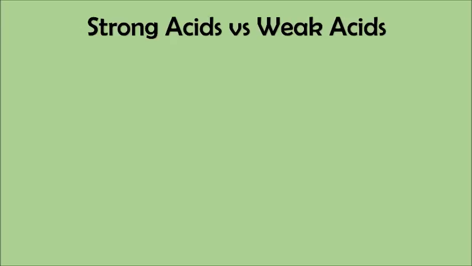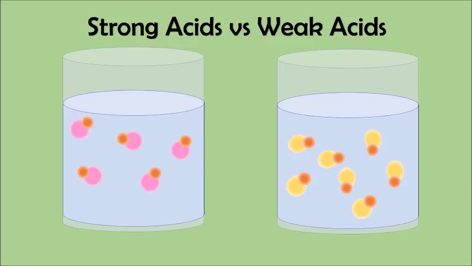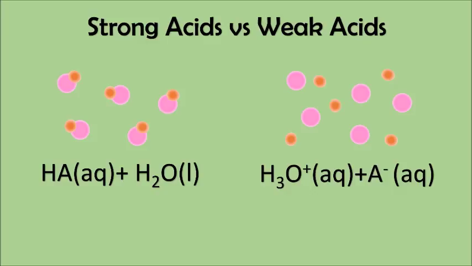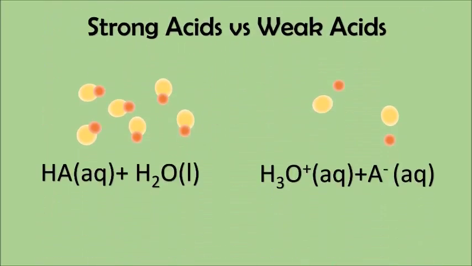First, we need to establish the difference between strong acids and weak acids. The difference is that in aqueous solutions, strong acids dissociate completely, while weak acids dissociate only slightly, remaining mostly in molecular form. Because strong acids dissociate completely, we can label this as a complete reaction. But because weak acids only dissociate partially, this establishes an equilibrium that can react both ways.